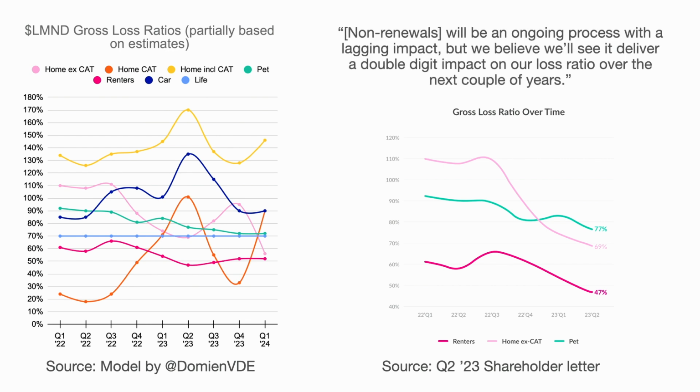What else did they say? These non-renewals will be an ongoing process with a lagging impact, but we believe we'll see it deliver a double-digit impact on our loss ratio over the next couple of years. It's been a year since they published this, and I wouldn't be surprised if it already has a double-digit impact on their loss ratio, but that would mean they have non-renewed a lot of policies, which would be good for a loss ratio, but it would be bad for in-force premium as well as for annual dollar retention metrics.